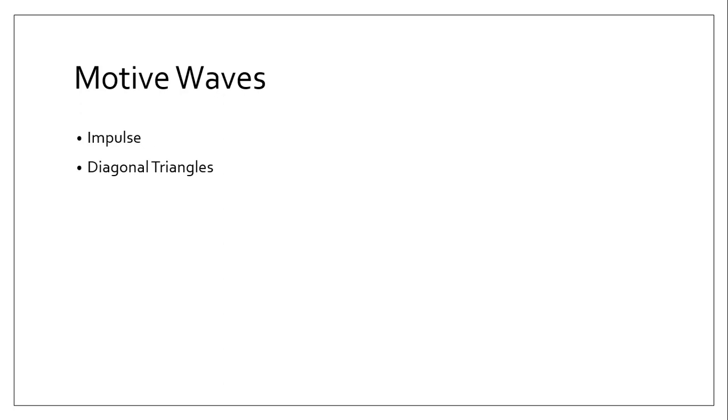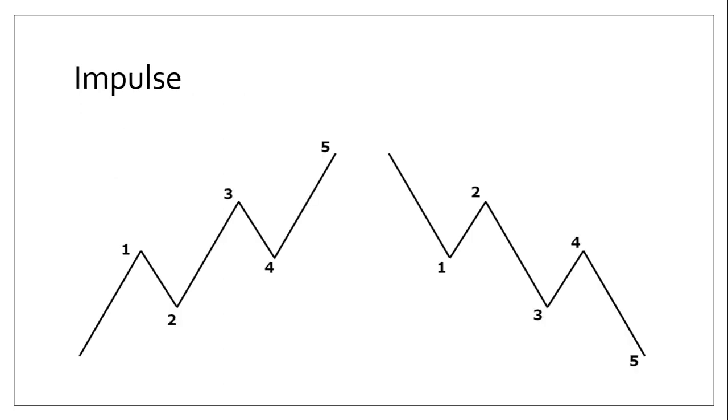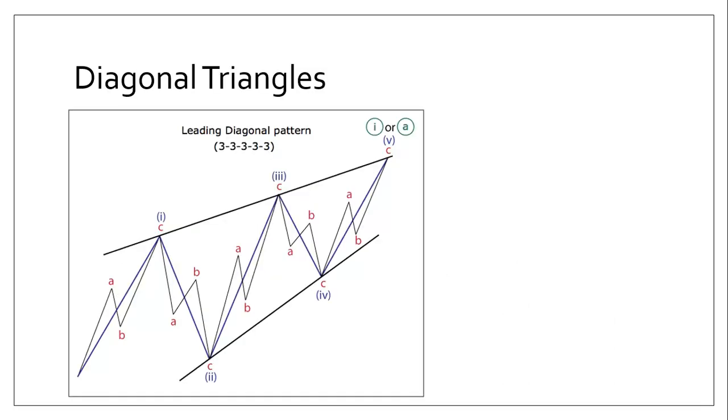Then we're going to learn about motive waves, which are a type of wave mode. And under motive waves, we have impulse and diagonal triangles. We have an impulse. This is a general overview of how an impulse looks. Diagonal triangles.